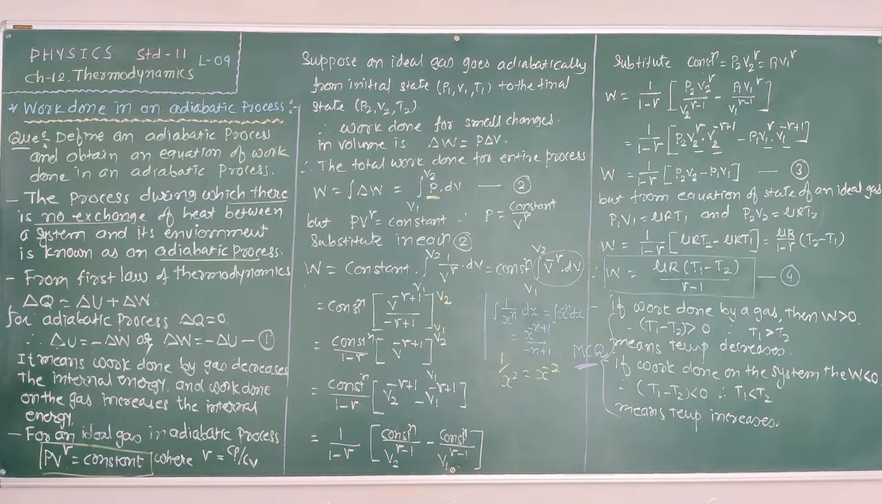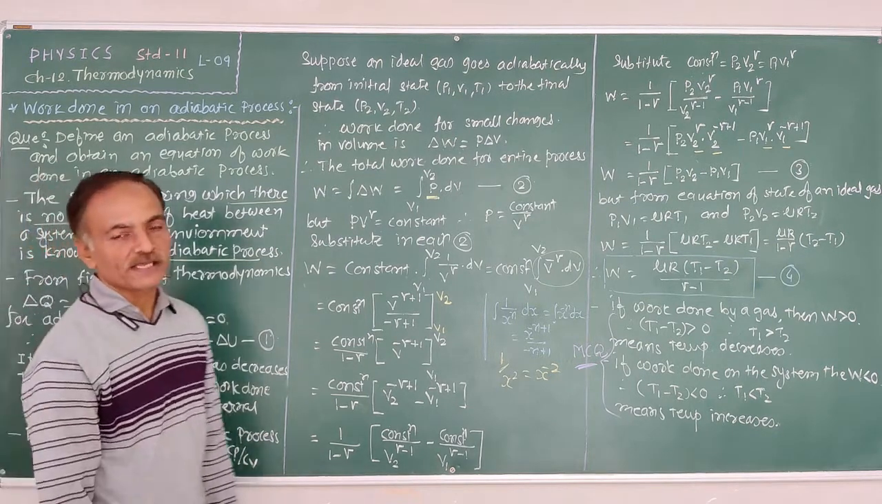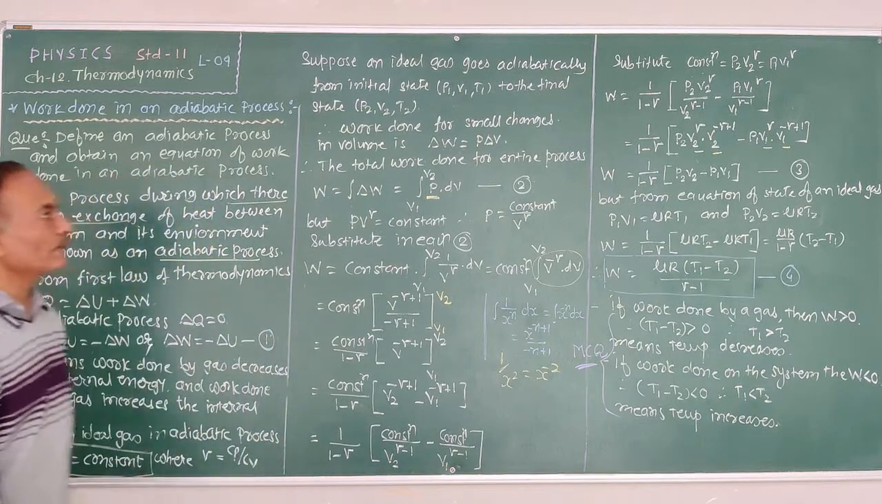Clear? Okay. Now for an ideal gas in the adiabatic process, the relation between pressure and volume is PV to the power gamma is equal to constant. For the isothermal process, we consider PV equal to constant. For the adiabatic process, the relation is PV to the power gamma equal to constant, and gamma is equal to Cp upon Cv.